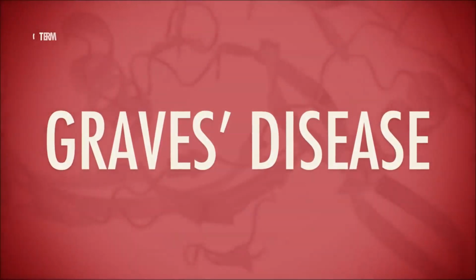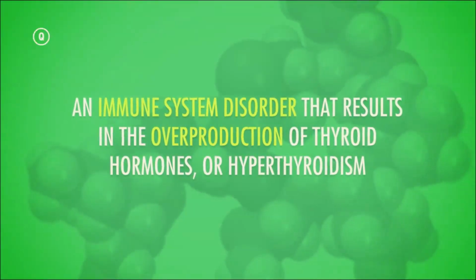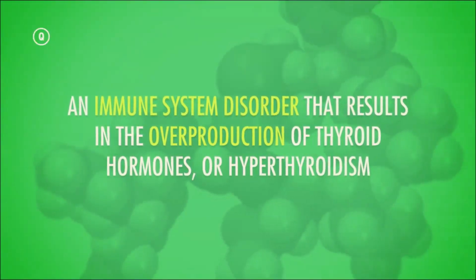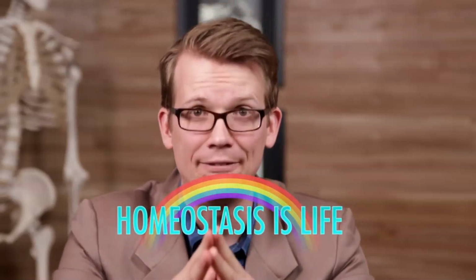In Marie's case, it turns out that she had Graves' disease, an immune system disorder that results in the overproduction of thyroid hormones, or hyperthyroidism. Although it's just one type of hormone disorder, looking at her symptoms can help us understand just how important, influential, and interconnected hormones are, and why they need to be properly balanced to maintain healthy homeostasis. And I cannot say this enough, homeostasis is life.